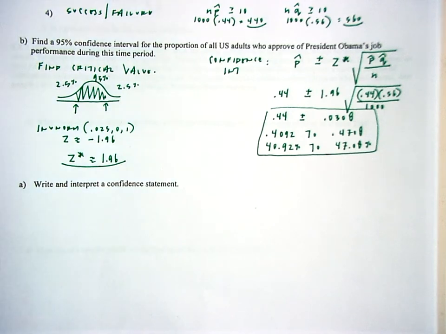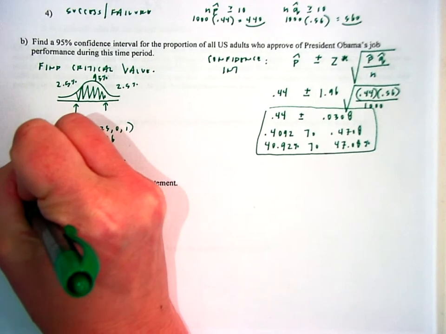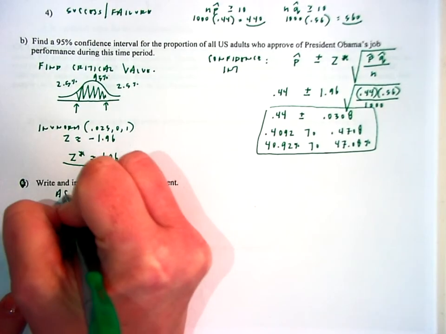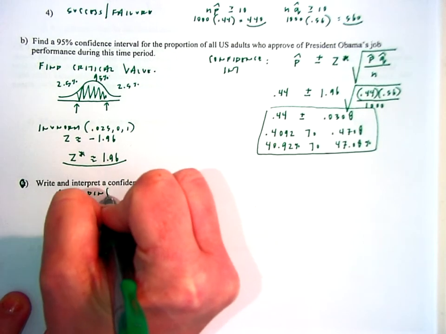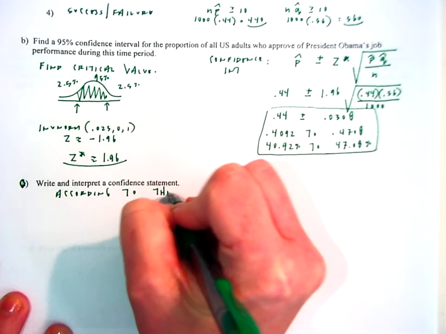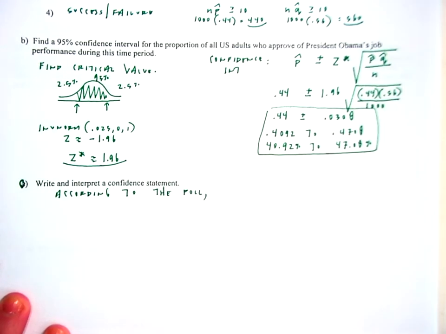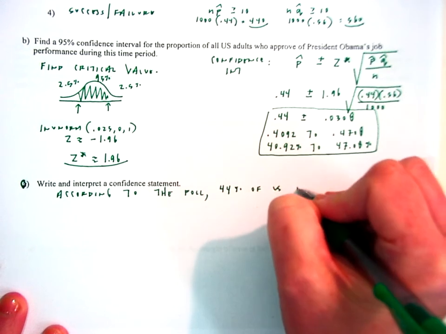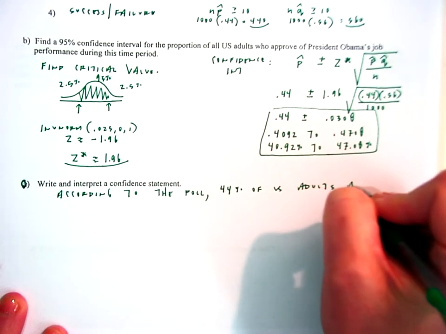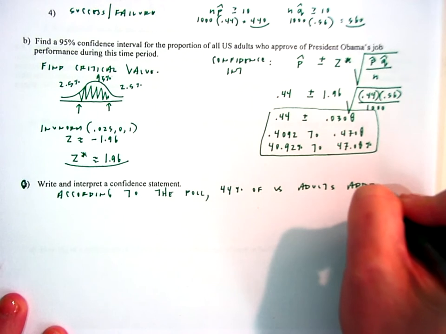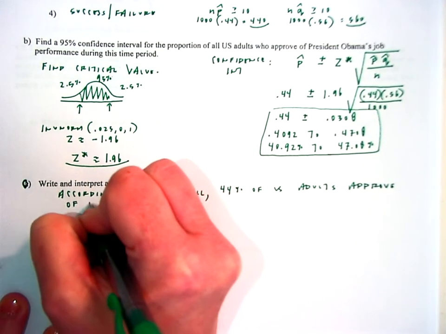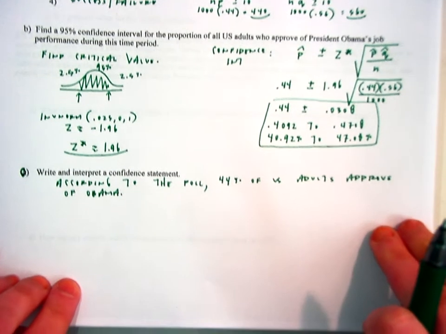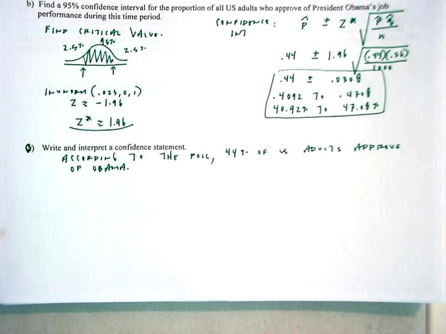Okay, so write and interpret a confidence statement. This should be a C, so I'm just going to make that C. Okay, so according to the poll, we're always stating our source. According to the poll, this is what we know: we know that 44% of those U.S. adults that were sampled approve of Obama. We know it's a snapshot of time, so at this moment in time, he has a 44% approval rate.